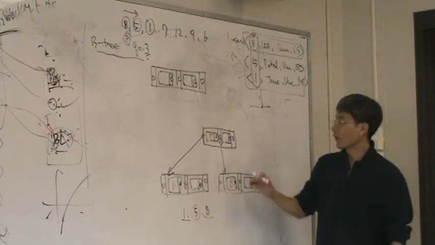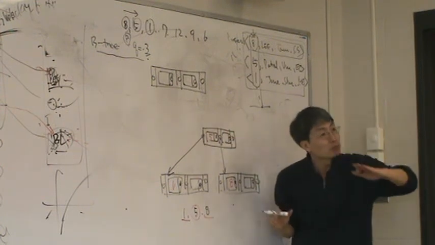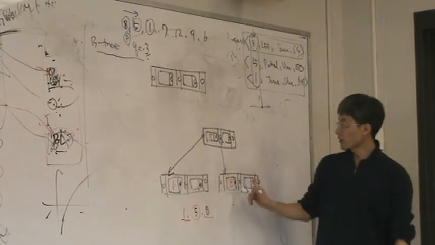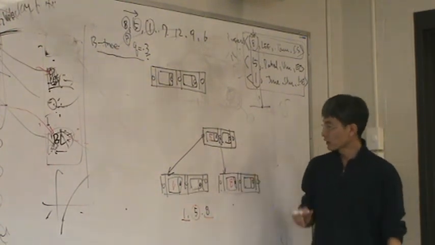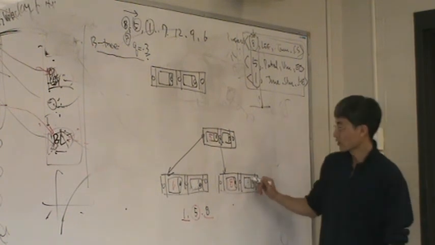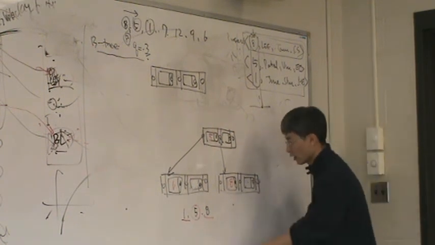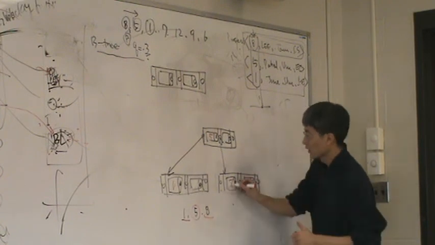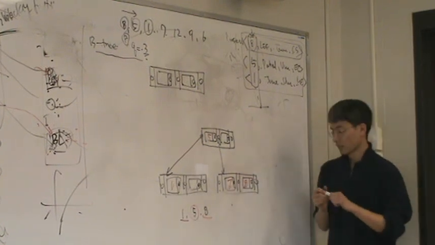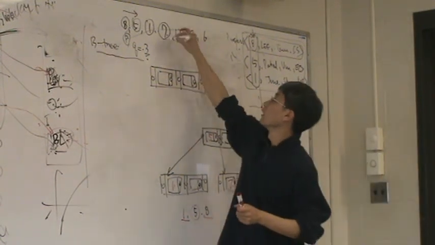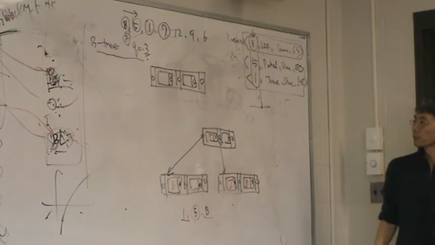We need to find the leaf node as low as possible. Okay? So that means going to this children node. Is there any space? Yes, there's a space. So we can put the 7 over here, so we can sort the data 7 and 8. Okay. Next, 12.